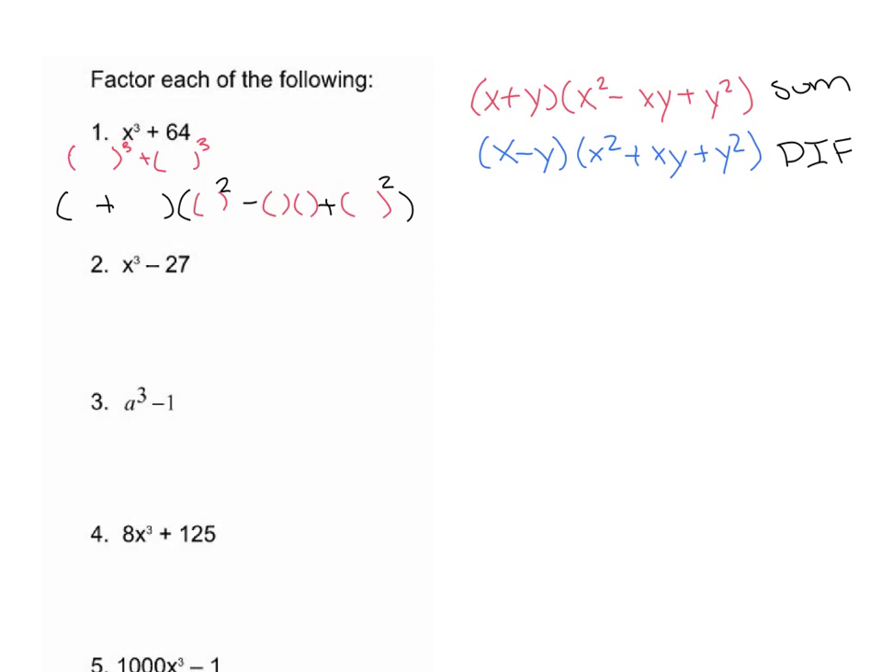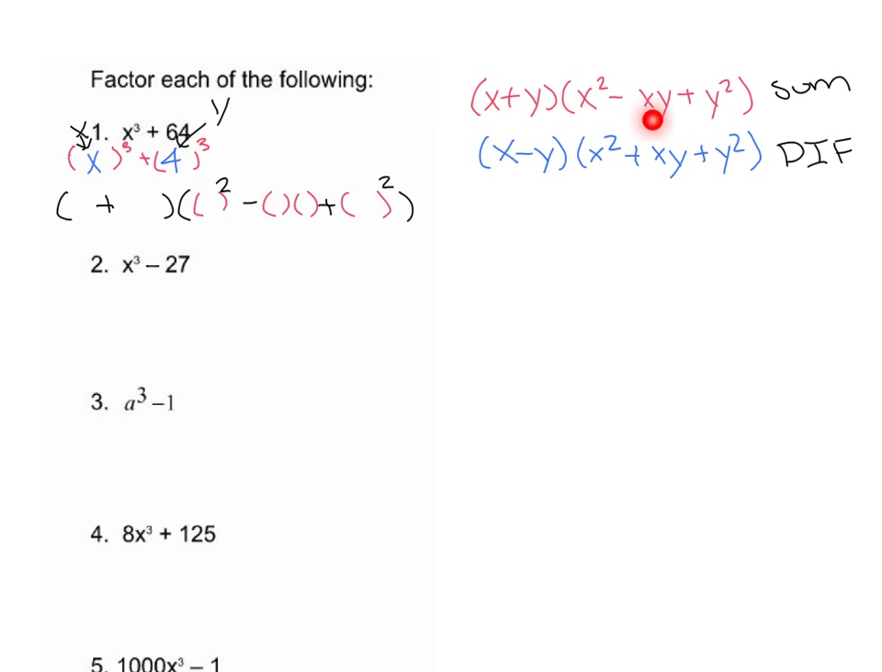All right, so let's look at maybe one or two more that I'll help you with, and then you have a few that you're going to work out on your own, OYO style. So number one here, x cubed plus 64. Again, we have to figure out what values cubed give us those answers. So x cubed, well, that's just x. And then what number cubed gives us 64? That is 4. So we discovered what our x value is and what our y value is to plug into our formula.